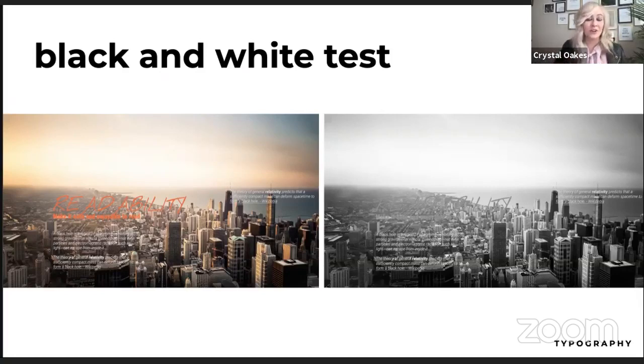So I've used this trick for a long time. It can be really hard, especially if we're stuck staring at a design for a really long time, to figure out, can I see that? Or do I just know it's there because I put it there? So I love this. Just download the image, turn it to black and white. And if you can't really see those elements popping off the page, then you probably need to change up your layout.